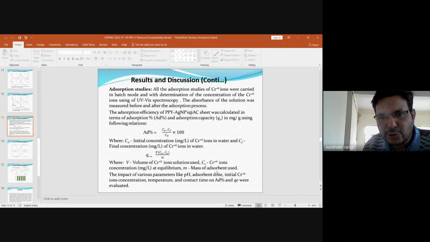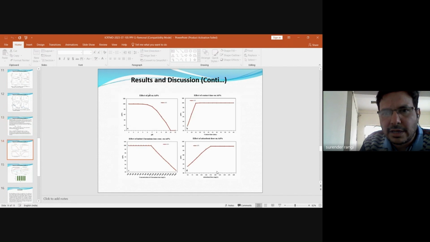The adsorption efficiency and the QE were calculated using these formulas. And these are the effects on the adsorption: the effect of pH, the effect of contact time, the initial chromium concentration, and the adsorbent dose. The pH was found to affect the adsorption process and the reduction process, and the optimum pH was reported as pH 2.